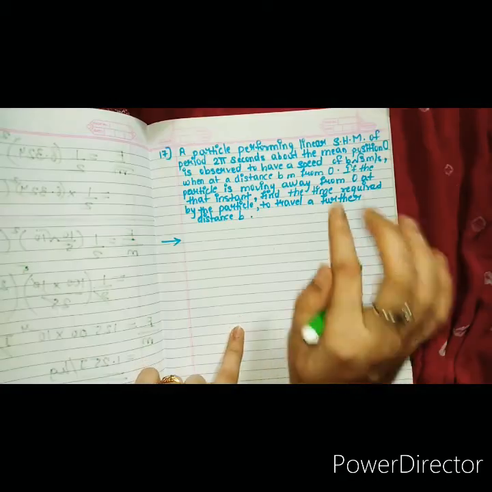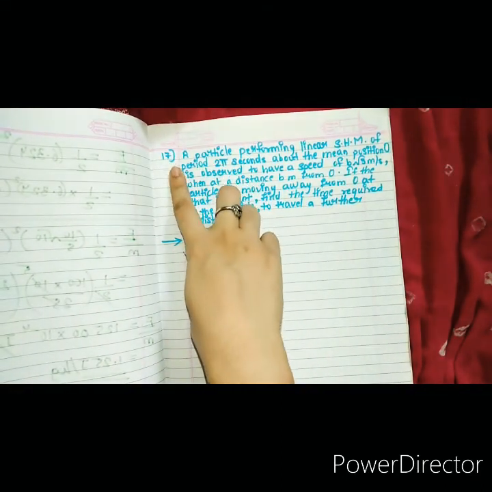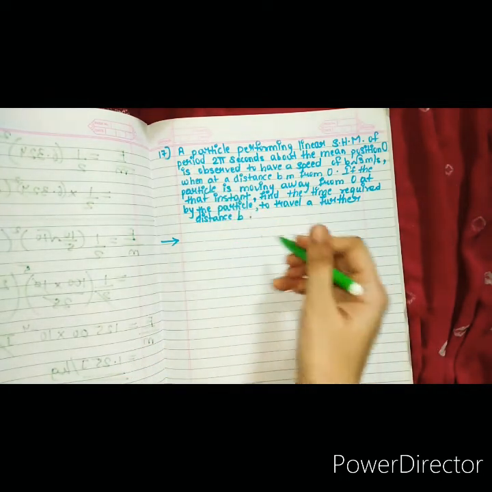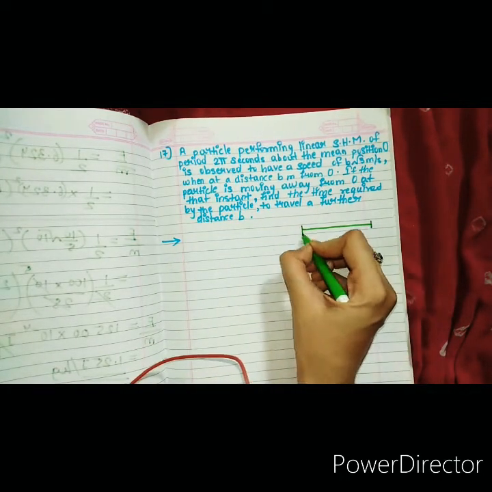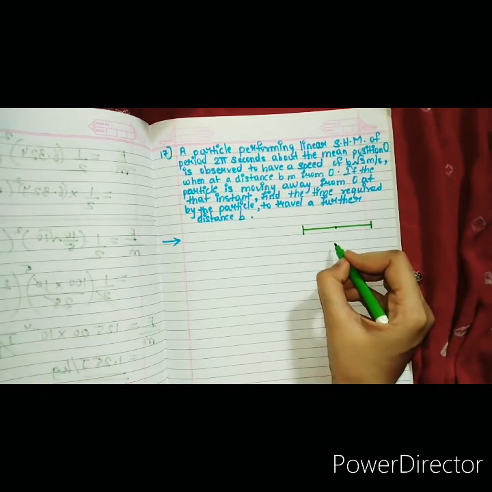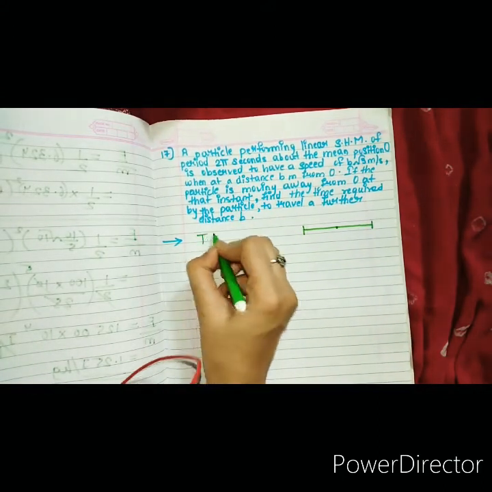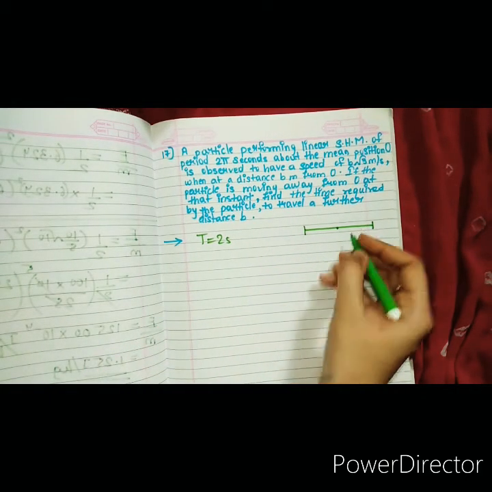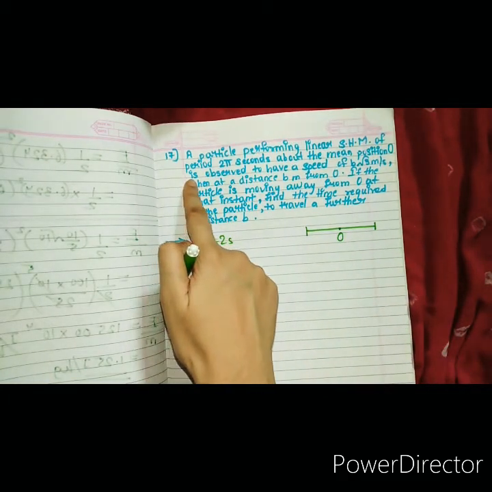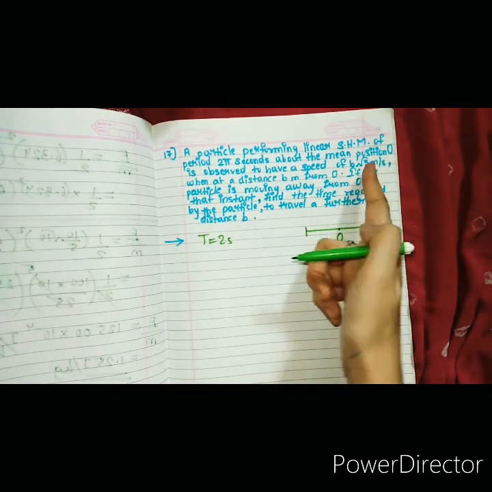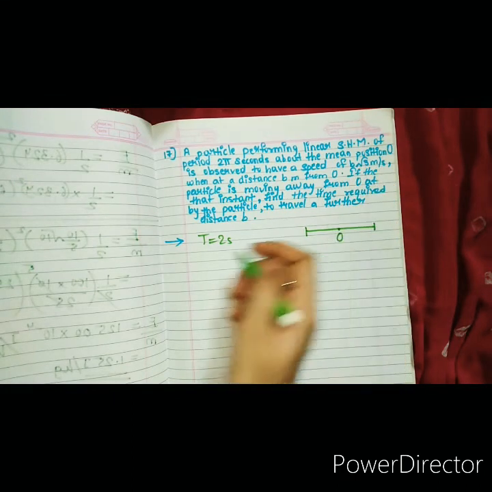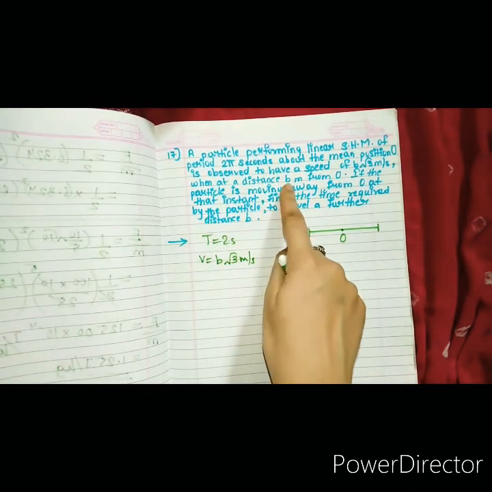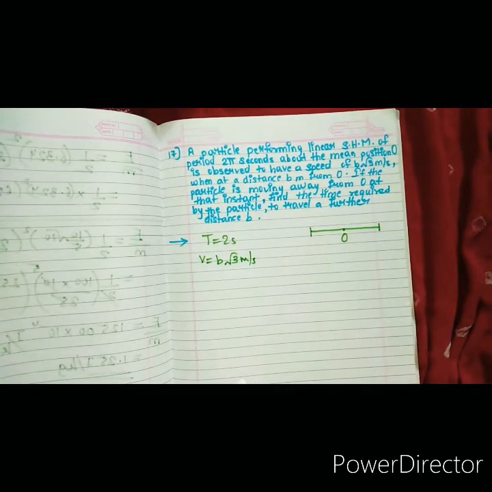Hope you understood. Okay, the next question is question number 17 from your textbook, from Unsolved Numericals. A particle performing linear SHM of period 2 seconds. This is the mean position. So the time period is 2 seconds. It takes 2 seconds to complete one oscillation about the mean position. Suppose O is the mean position, and it is observed to have a speed of b under root 3 meter per second when at a distance b meter from O.